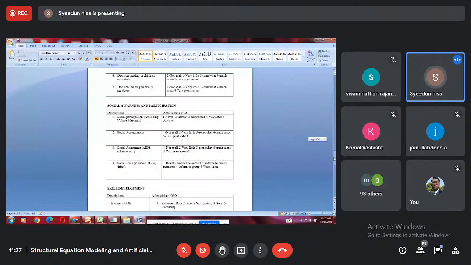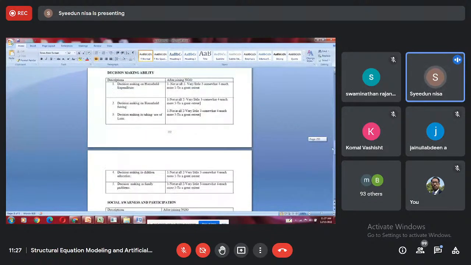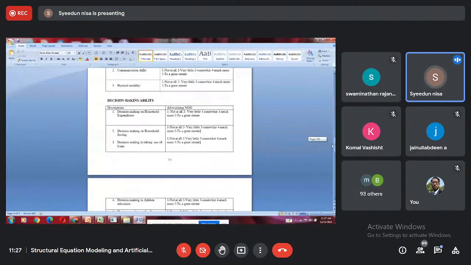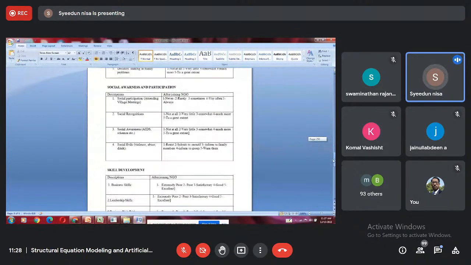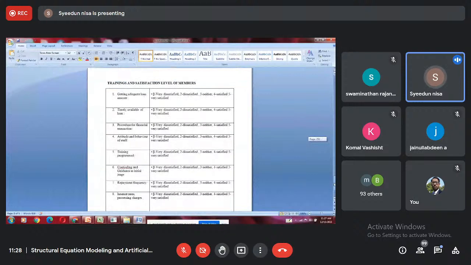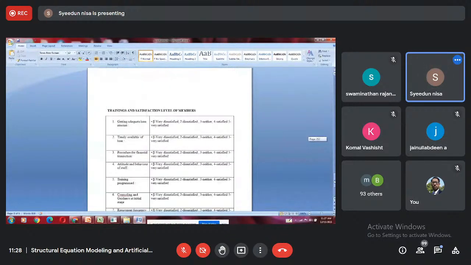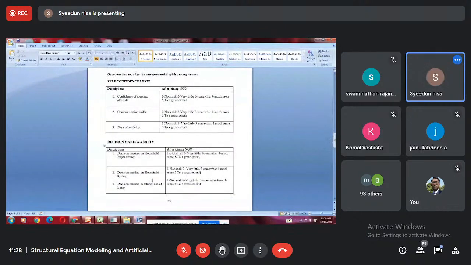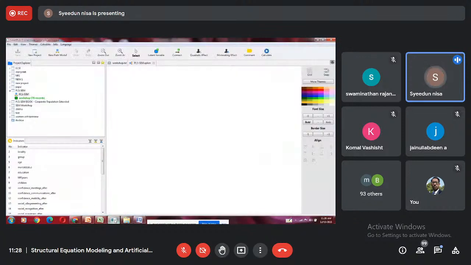So here you can see all the questions are on a 5-point Likert scale. So confidence, decision making, social awareness, skill development, and training and satisfaction. Okay, so these are the things which were measured with the help of this questionnaire. So the data is given, the data is here. We have imported the data, and this data is here.